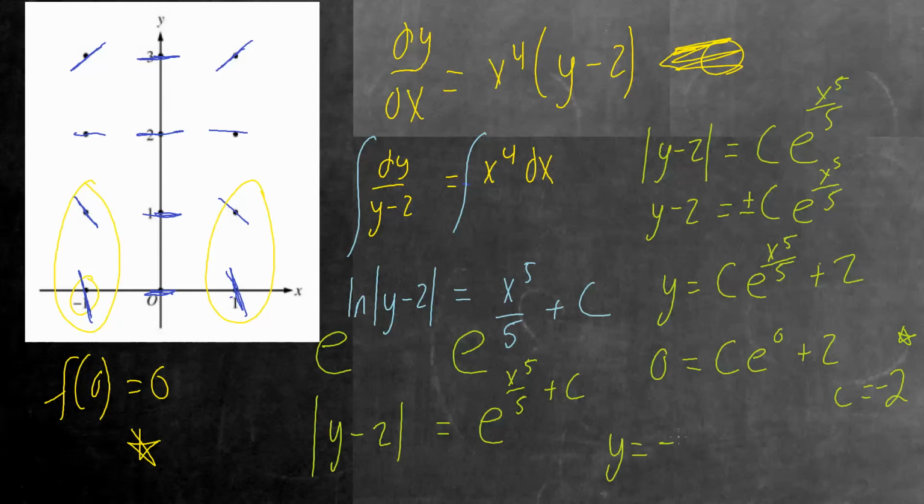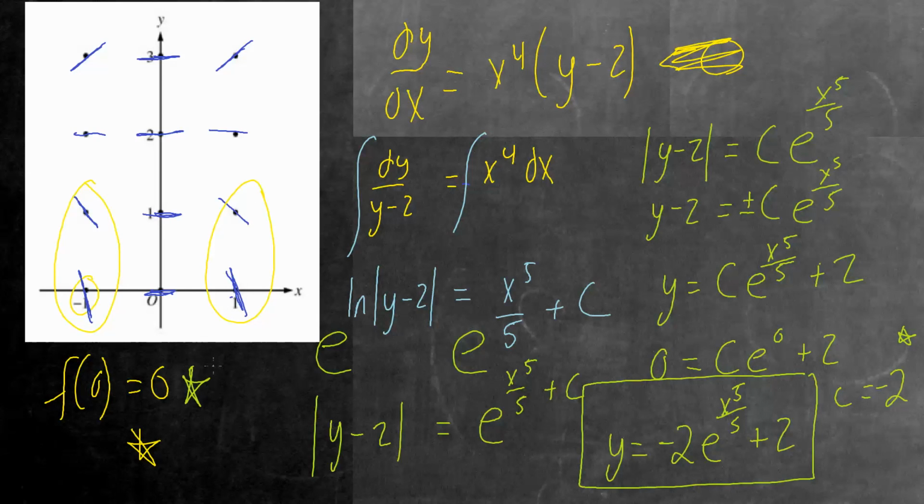y equals negative 2 e to the x to the fifth over 5 plus 2 would solve our differential equation with the initial condition of f of 0 equals 0. Go calc.